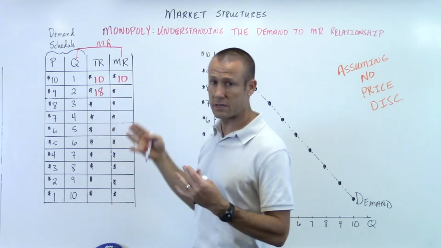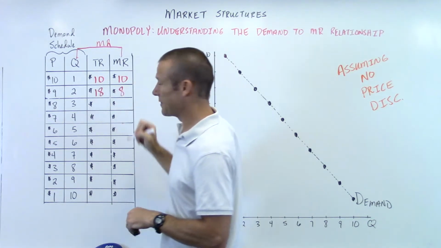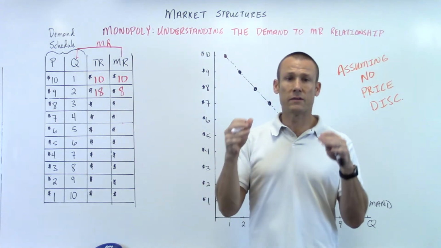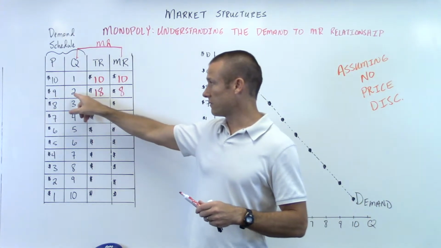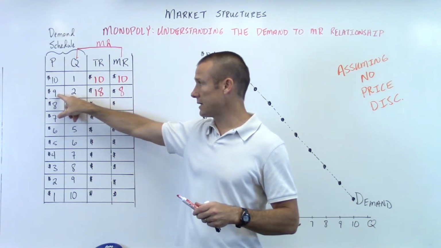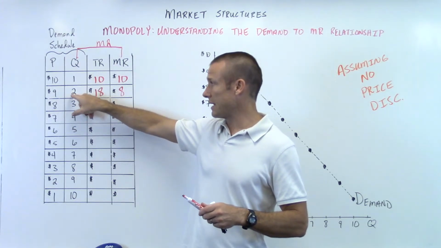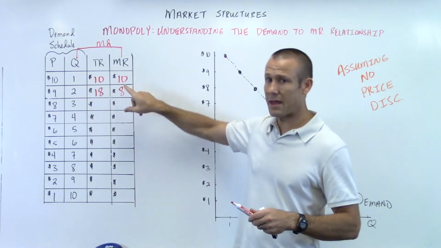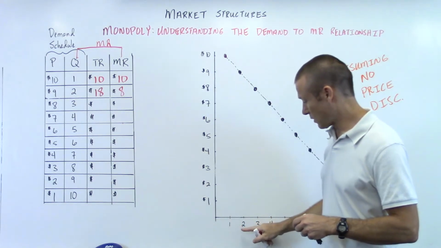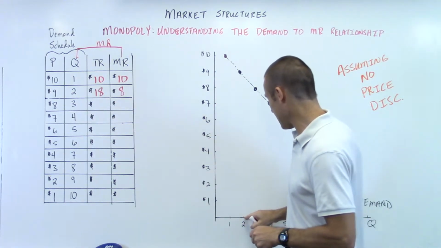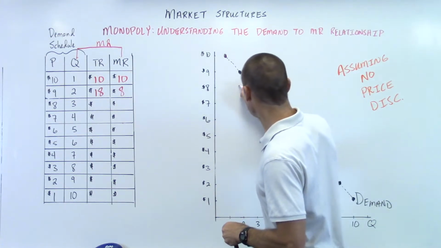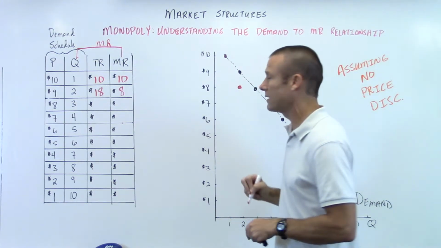Well, what's our additional revenue? It's 8. And this second row is the beginning of a very important thing for us to take note of. Look at this. At $9, 2 people are going to buy it, but at an output of 2, MR of 8. What does that mean? I go to this output of 2 right there, and my MR is 8, so I go vertical to 8, and I get a dot right there.